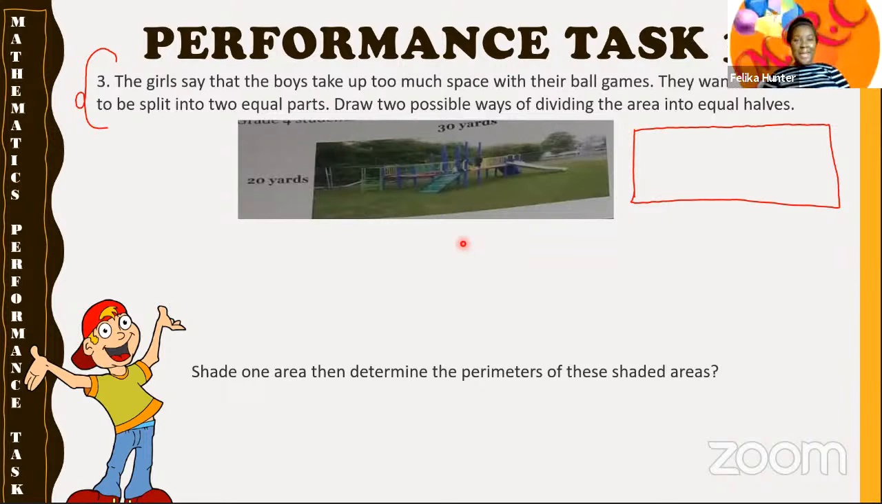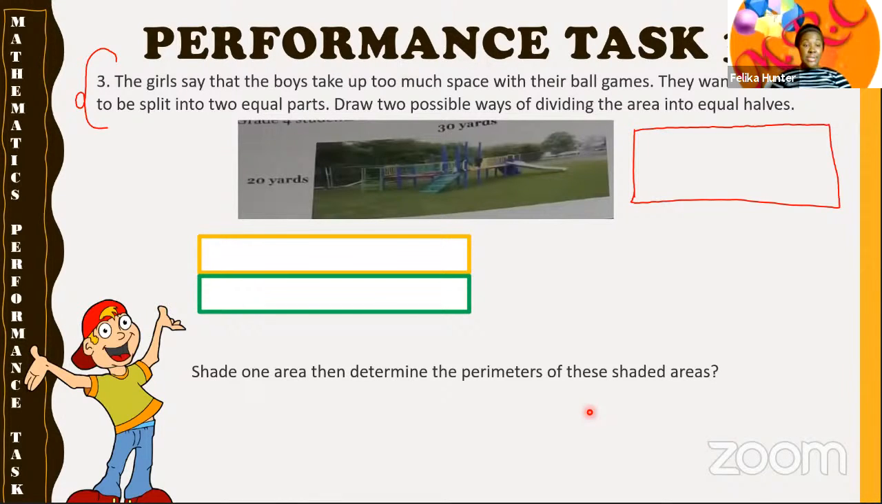All right, that's okay. All right, so I'm going to show you how I would have done it. I hope everyone has written down how they would have drawn theirs, and then I'm showing you how I would have done mine. So I could have split it into two, like going across here. So the boys would be at that part and the girls would be at the bottom. All right, and that would have been 10 yards and 20 yards. So we could split it like that.